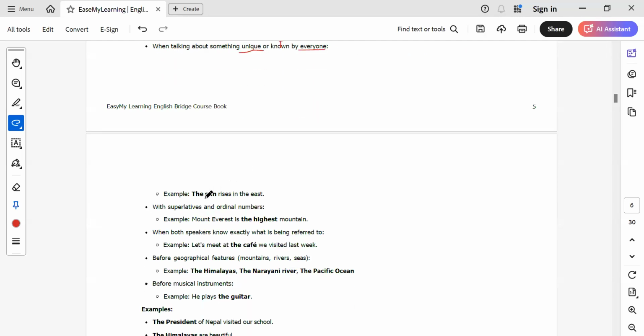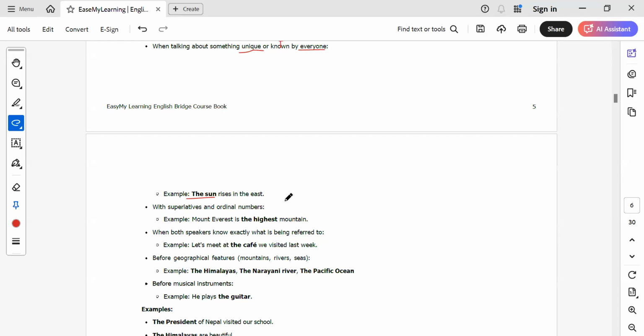What I mean by that is the sun rises in the east. So everybody knows what the sun is, and there is only one sun. There are different suns for different planets, but when we refer to the sun, it means Earth's sun. So we know that there's only one sun which Earth has. So we refer to it as the sun, not a sun. Okay. So this is another example.